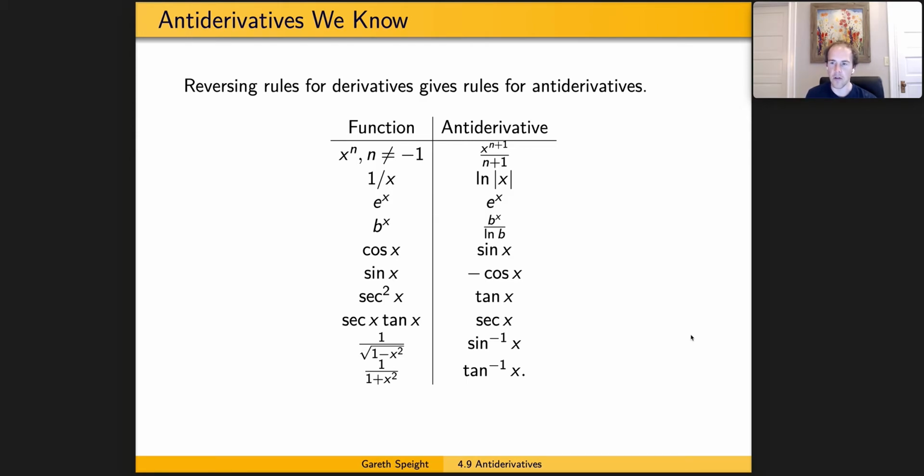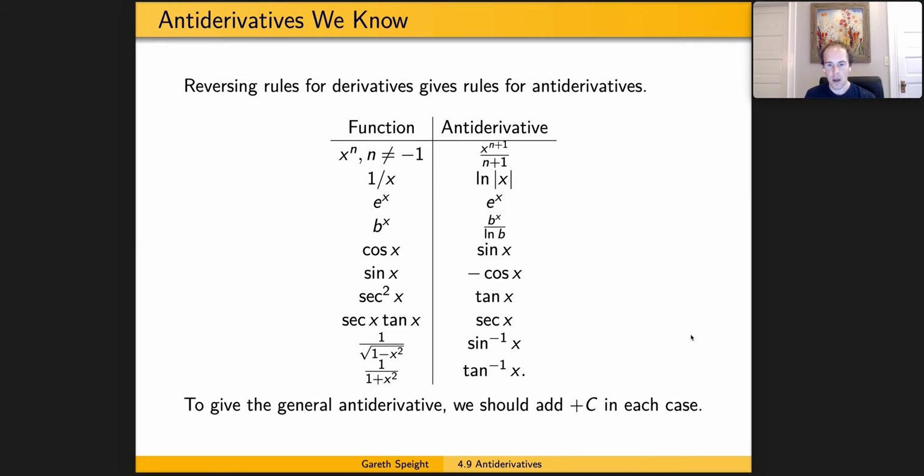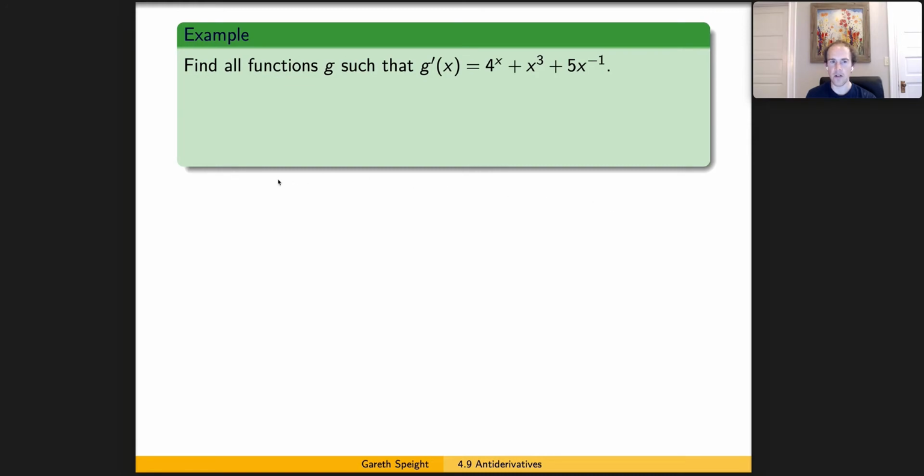You can just store them next to the rules for ordinary derivatives that you already remember. Here, of course, I didn't write plus c in every case, but if you want the most general antiderivative, you have to write plus c. So if you're ever asked to state or find the general antiderivative, make sure you add the plus c in. There are many ways they could ask these types of questions.